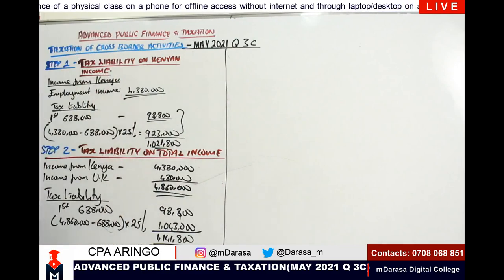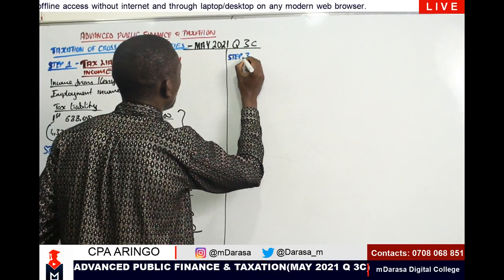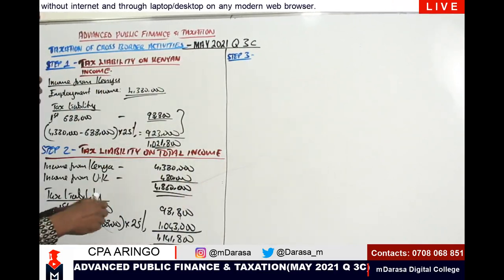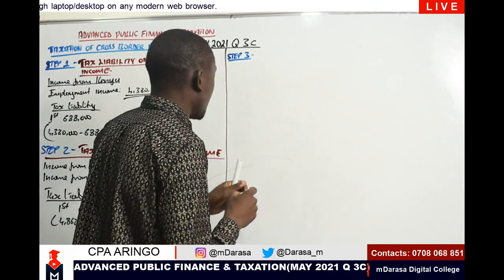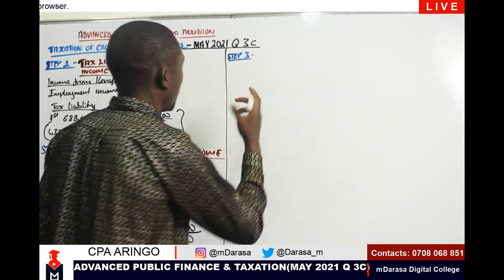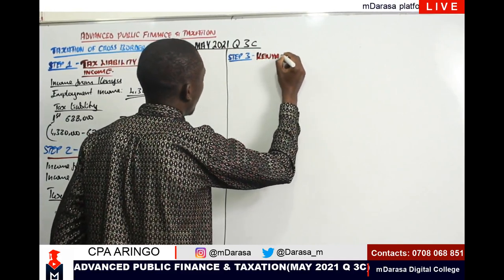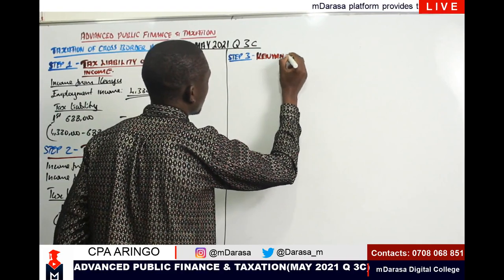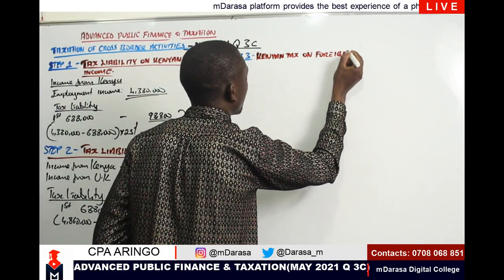Step number three, my good students, what you're supposed to do in step number three. You need to determine your Kenyan tax on foreign income. And how will you determine your Kenyan tax on foreign income?